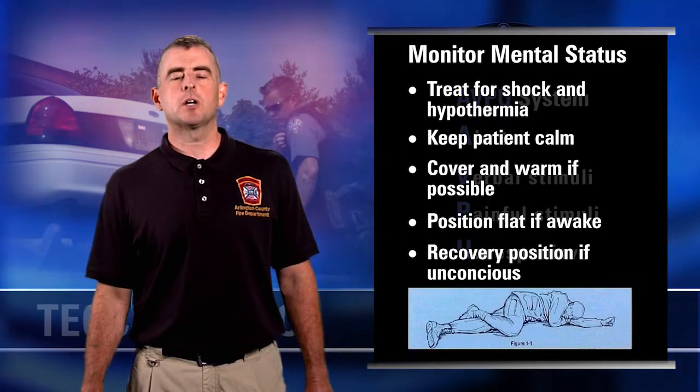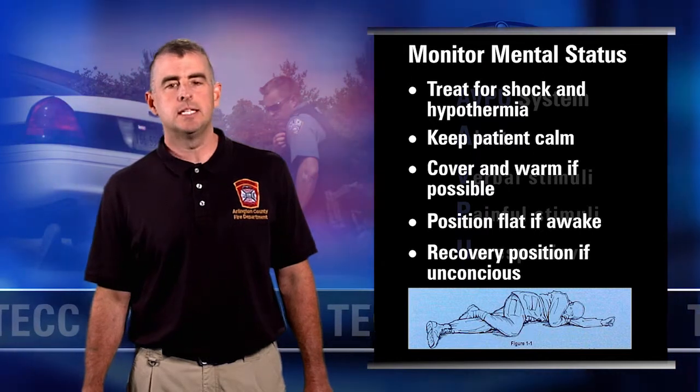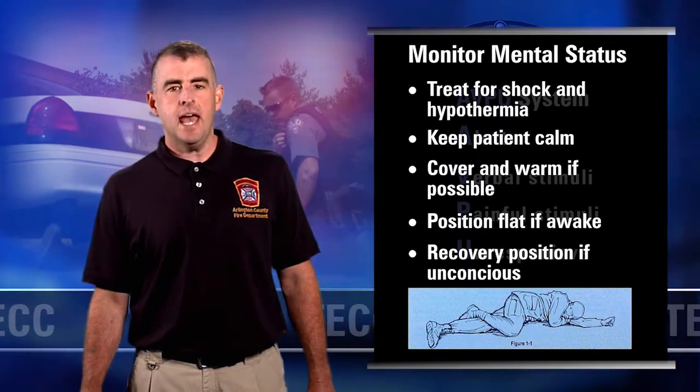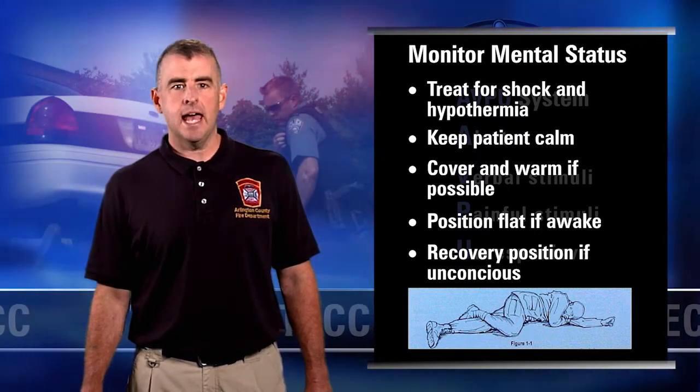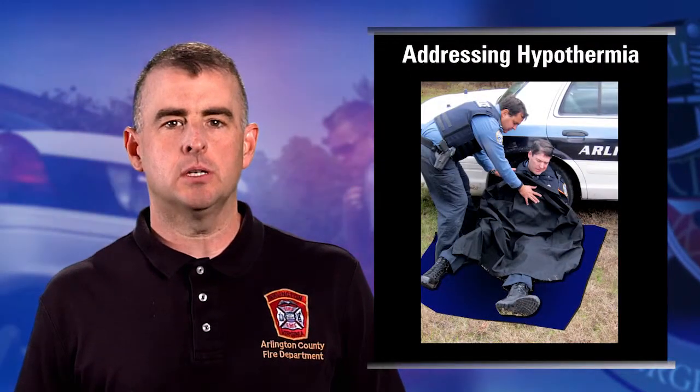This is a picture of the recovery position. This is how an altered or unconscious patient should be positioned to keep the airway open. The head is resting on the outstretched arm, and the leg is bent and pulled up to keep the patient in this position. Pay special attention to preventing and/or addressing hypothermia in the injured patient.